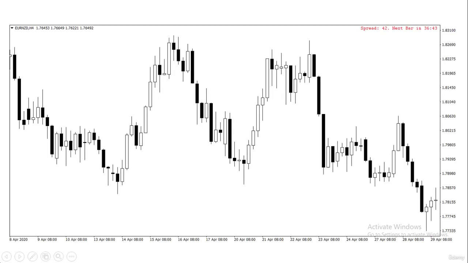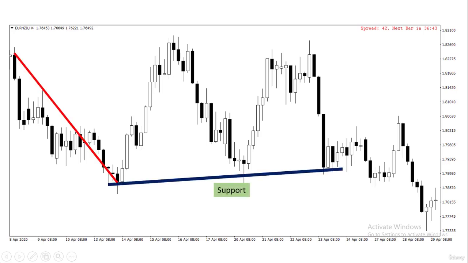This is the Euro NZ 4-hour chart. Here the market falls down to create a support level, then the market price rises up until a specific price zone, and then the market falls down again. So the chance is high that the market price tests the previous support level. In the same way, the market price again retests the previous support level.